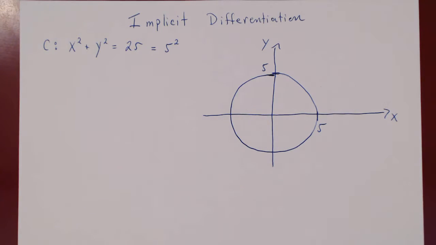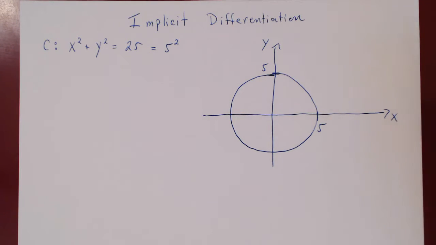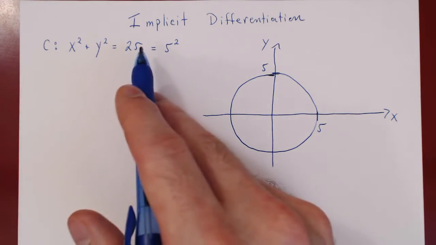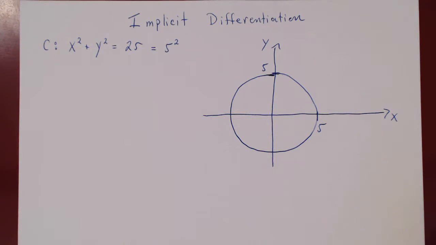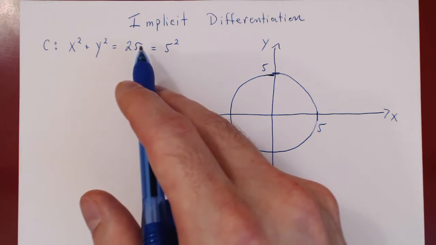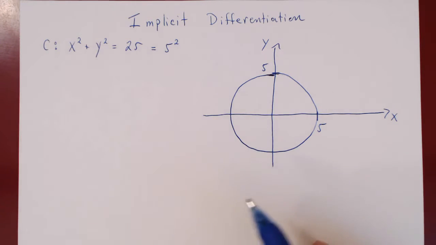What if we asked, well, can we find the derivative of this curve? If you take any point on the curve and draw its tangent line, the slope does exist, and we're asking, well, can we find it? And the problem we have right now is this looks slightly unfamiliar. Usually we have a function y equals f of x, and then we find the derivative the old-fashioned way. But here, we don't have y equals f of x. We have x squared plus y squared equals 25.